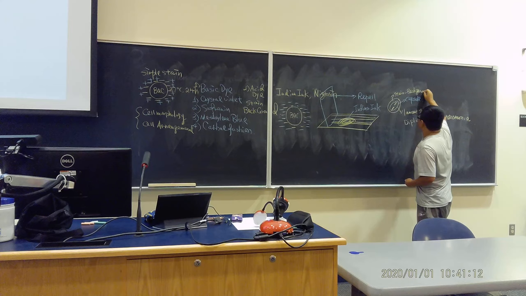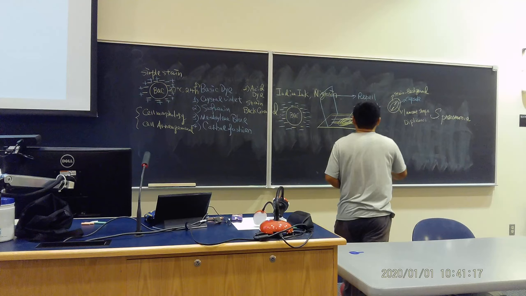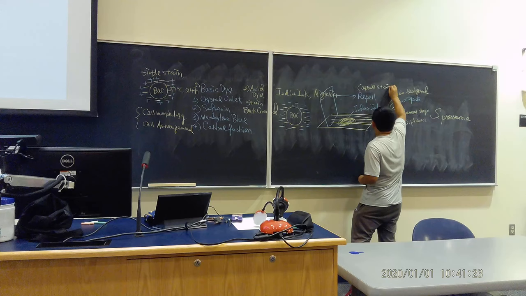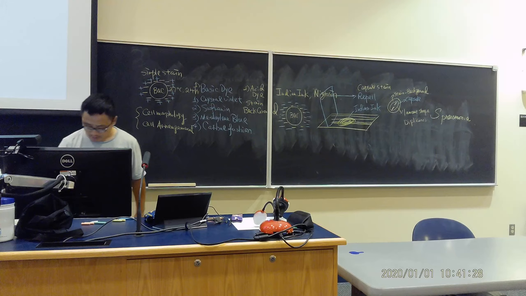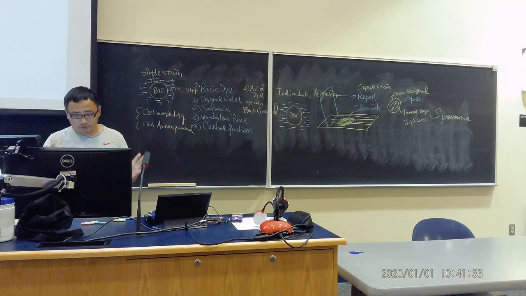So when you see this negative stain, we also call this capsule stain. Okay, so that's an example of negative stain. We do the capsule stain. Differentiation stain. We will be talking in detail.